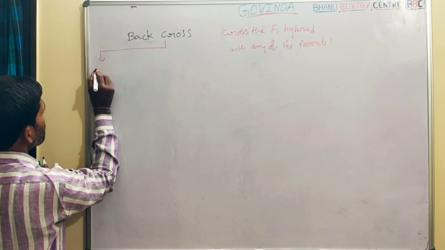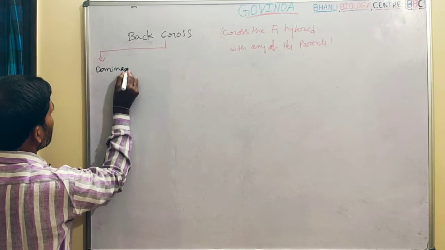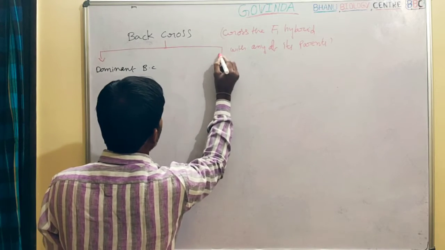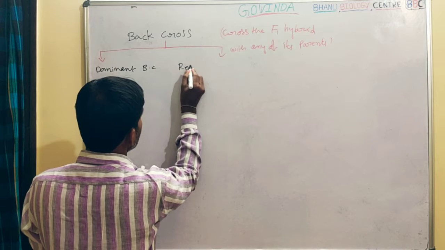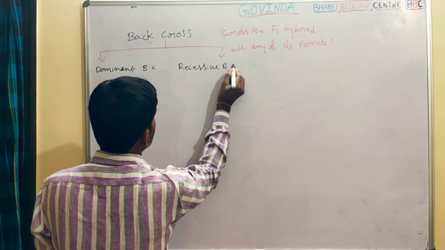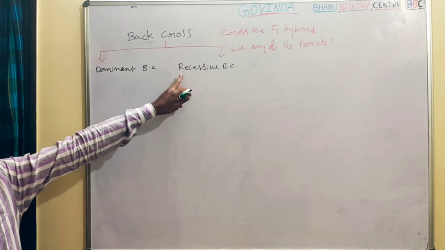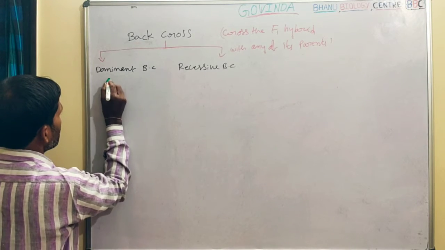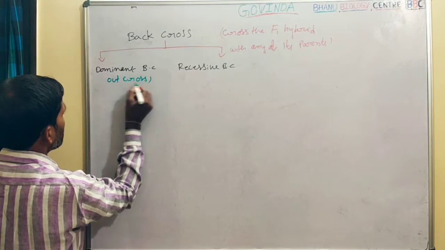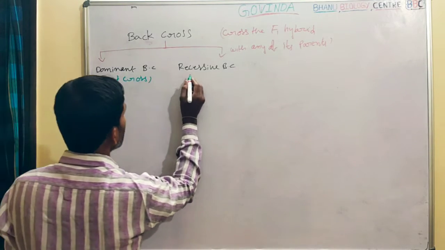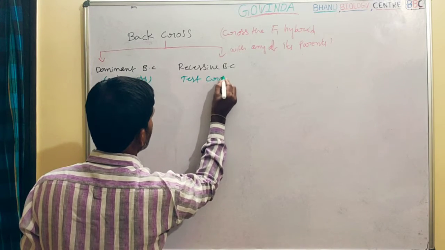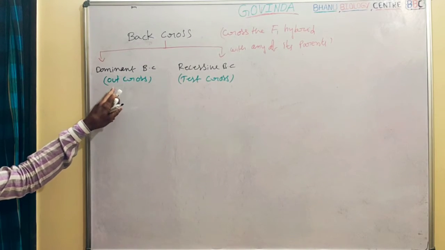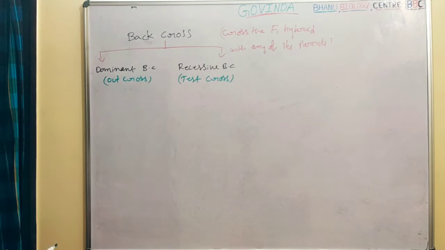So one type is dominant backcross. The second type is recessive backcross. Dominant backcross and recessive backcross are types of backcross. Here, dominant backcross is also called outcross. The another name for recessive backcross is called test cross. In this video, our focus mainly on the test cross. So anyhow, I tell you briefly about outcross and then go for the explanation of test cross.